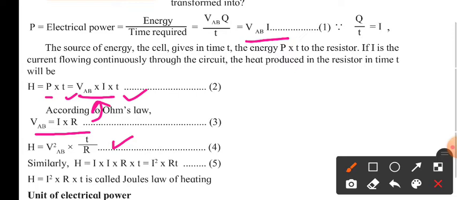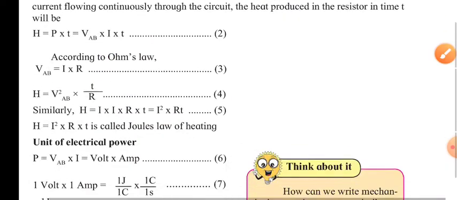So different forms we can write. Similarly, we can write H is equal to I square RT. So these are the different formats in which we can write the value of H. Okay, so we can go ahead.